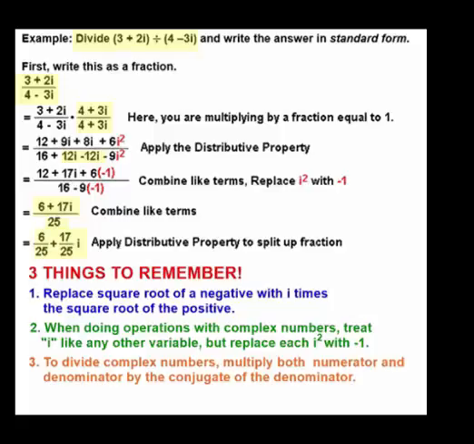With respect to complex numbers covered in this course, there's just 3 things to remember. Number 1, replace every square root of a negative with i times the square root of a positive. You'll do this when you write answers of quadratic equations that you solve. Number 2, when you're doing operations with complex numbers, treat the i just like an x, except replace each i squared with -1. And number 3, if you're dividing complex numbers, like in the example above, multiply both the numerator and denominator by the conjugate of the denominator, and then simplify it.